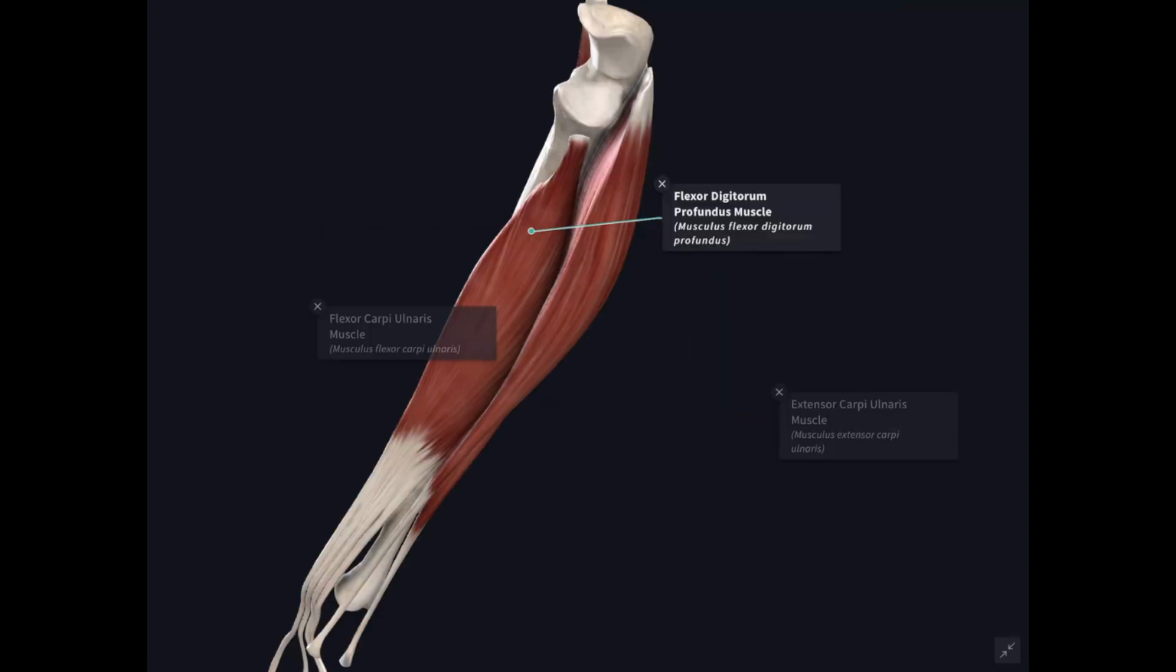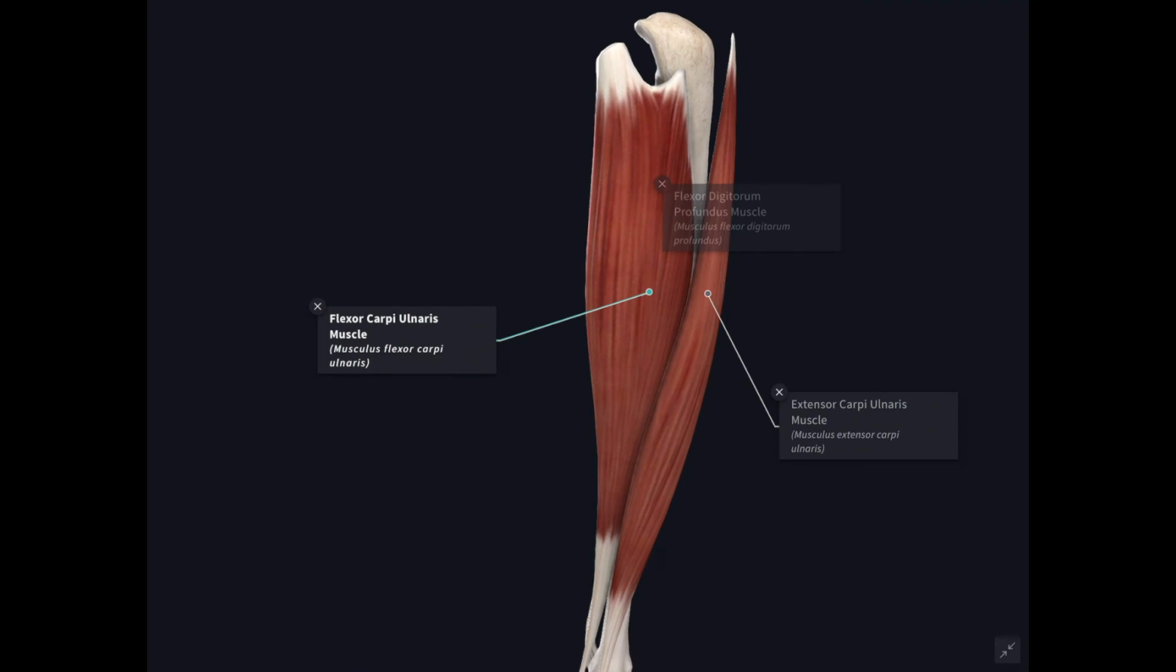Through the attachment of the deep fascia of the forearm, the posterior border gives origin to the flexor digitorum profundus in the proximal 3/4, flexor carpi ulnaris in the proximal half, and extensor carpi ulnaris in the middle 1/3.